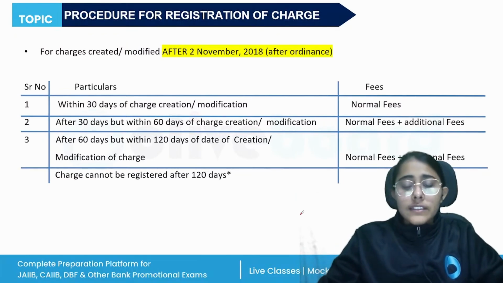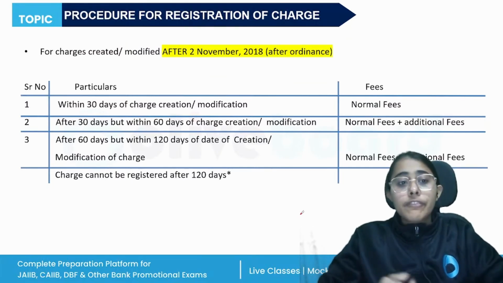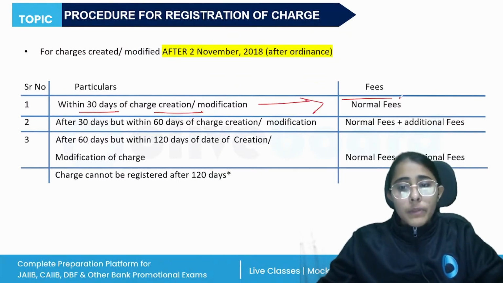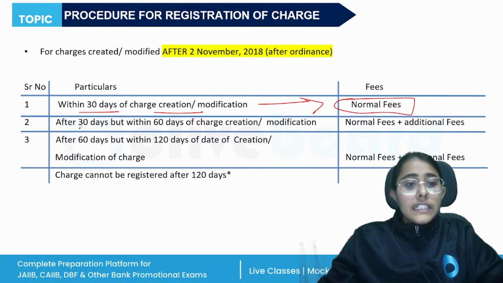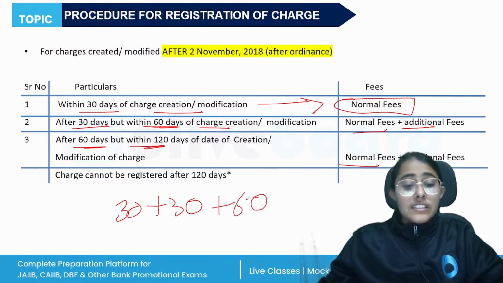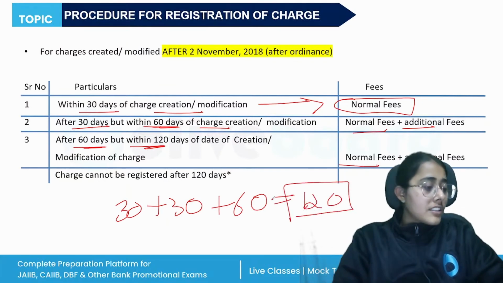But then the ordinance that was created after 2nd November 2018, the days have been fixed. Within 30 days of the charge creation or modification, if the charge is registered with the ROC, then normal fees will be paid. After 30 days, but within 60 days of the charge creation, so 30 plus 30 days, normal fees plus some additional fees. After 60 days, but within 120 days, another 60 days are given, with additional fees. But now when this amounts to 120 days, the charge cannot be registered.